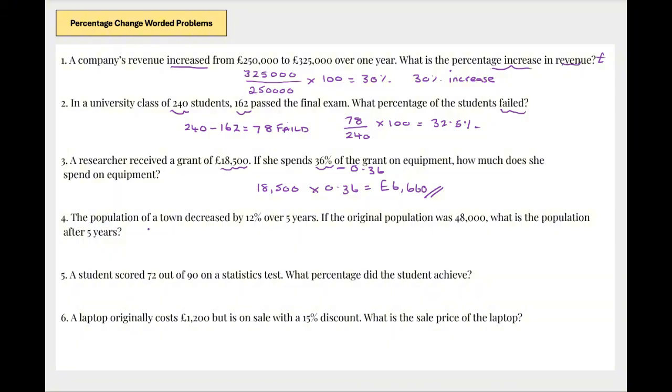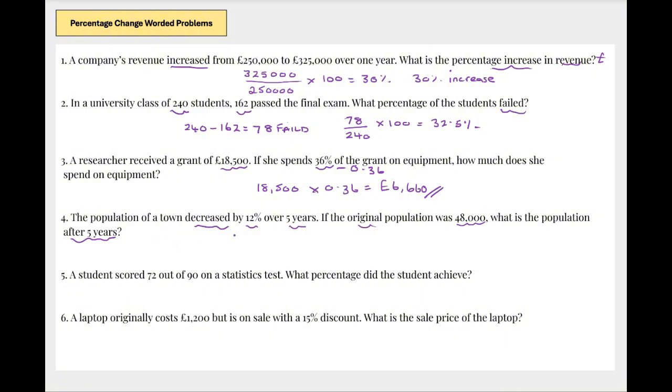Number 4, the population of a town decreased this time by 12% over 5 years. If the original population was 48,000, what is the population after 5 years? Wow, that is a long-winded question, isn't it? I can't see this being on a foundation paper, but you just don't know.